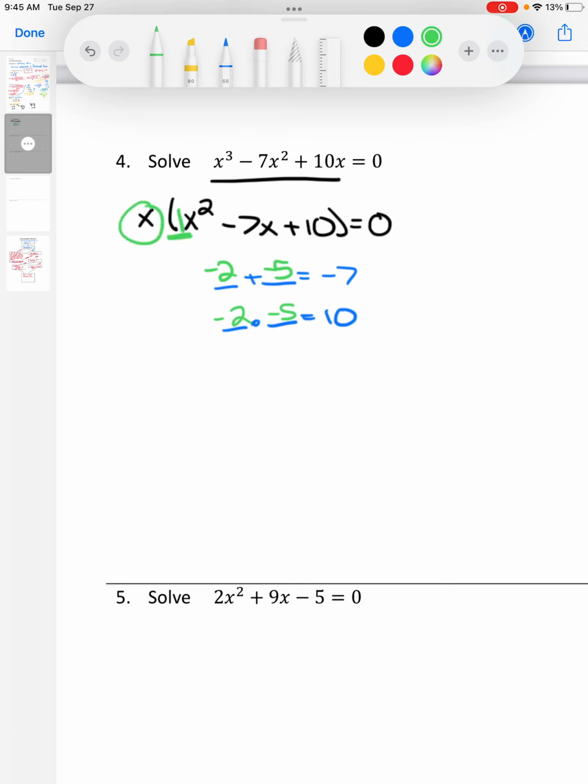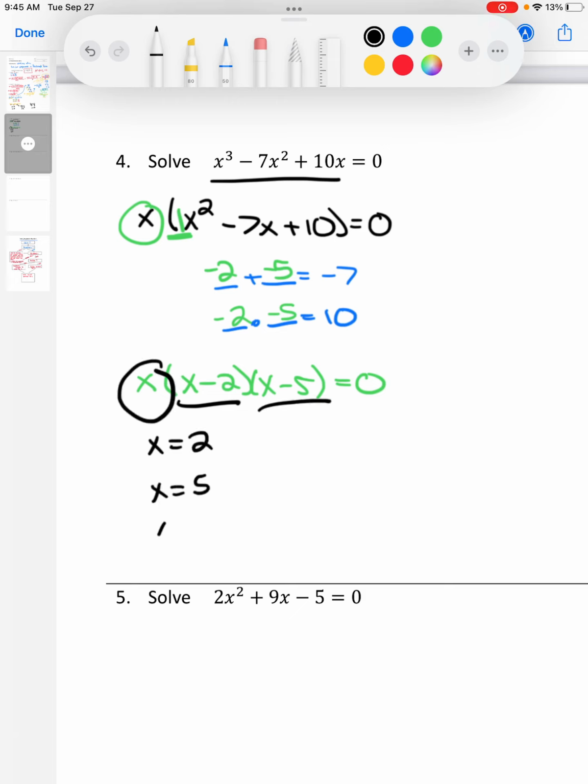So we can't forget about that x. But I have x minus 2, x minus 5 equals 0. So what does x equal? X equals 2, x equals 5, and remember this x we factored out gives us 0. So we should have 3 solutions.